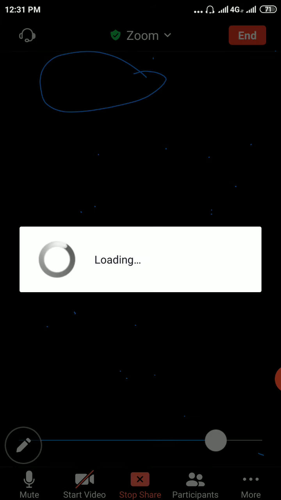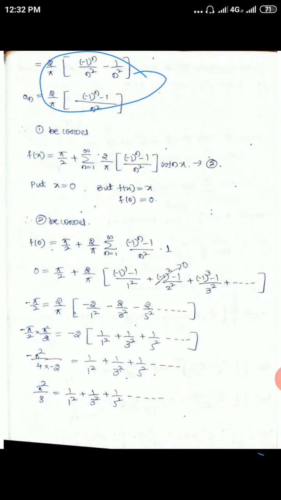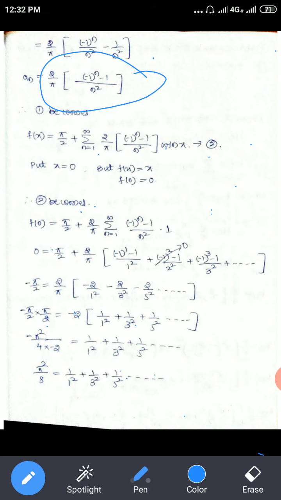So here we have the deduction. What is the deduction? We want the deduction like this: 1 upon 1 square, 1 by 3 square, and so on, that is equal to pi square divided by 8. So for that, what I am doing is this: cos nx is there, and I want only the denominator. I'll expand in such a way that I'll remove that cos. How to remove the cos? That is, put x equal to 0.